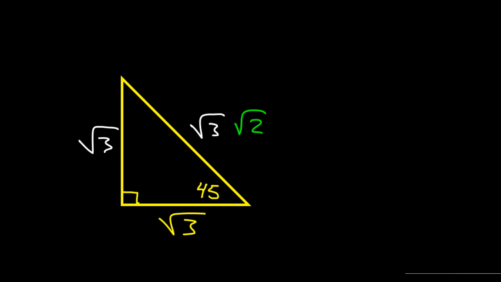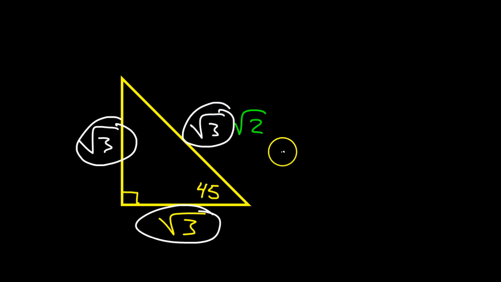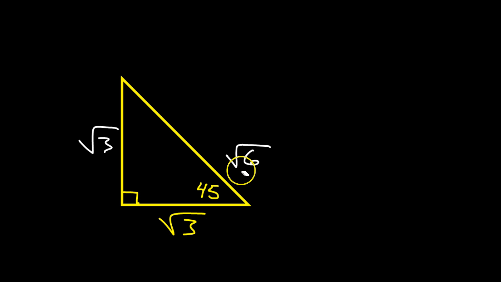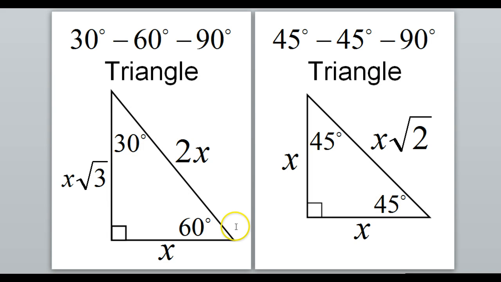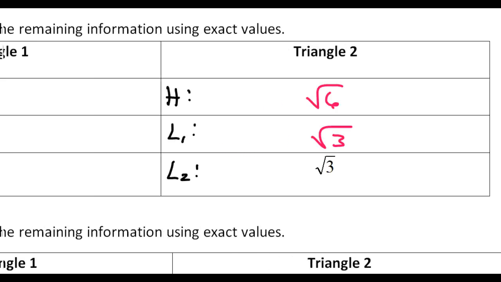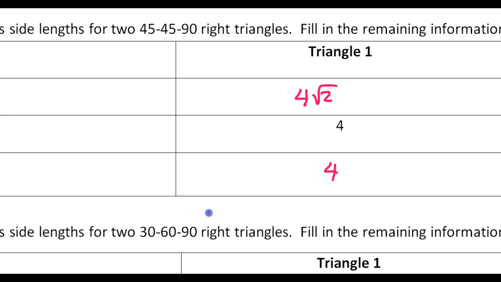So here we have leg, leg, leg radical 2. But of course, radical 3 times radical 2 is radical 6. So the other leg is radical 3, and the hypotenuse is radical 6. So those were our 45, 45, 90 right triangles.